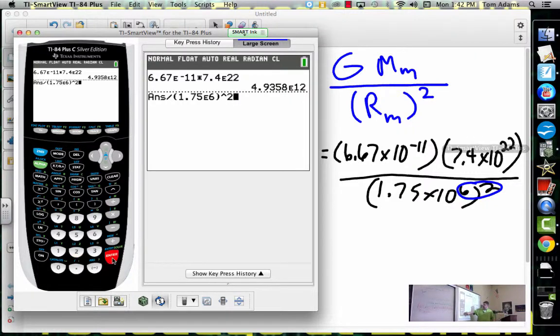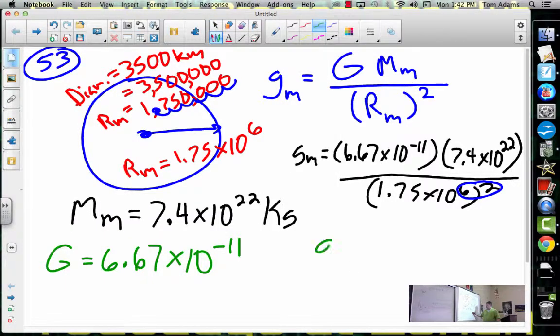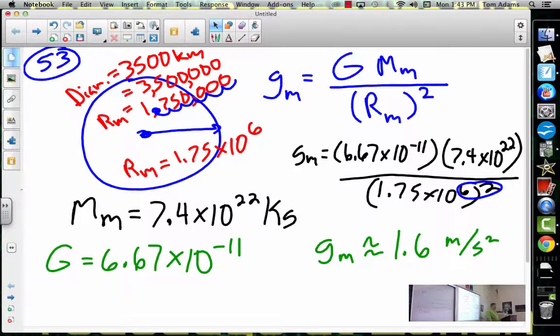So let's see what's going on. It's 1.61. So what does all that mean? Well, that means that my acceleration due to gravity is approximately 1.6 meters per second squared, which is about 1/6 of the acceleration due to Earth's gravity, which is 9.8.